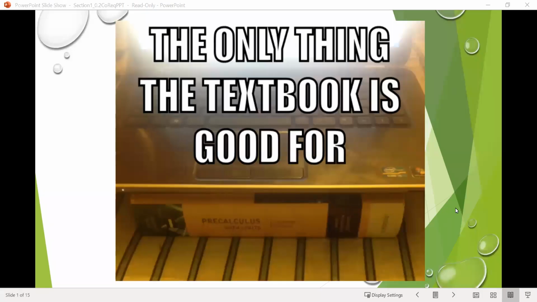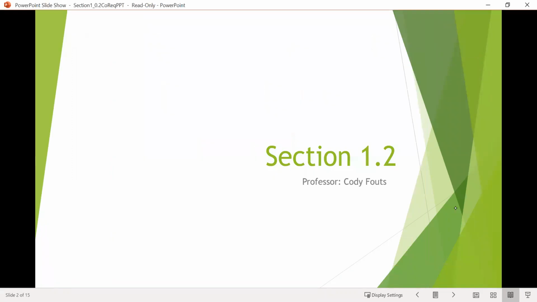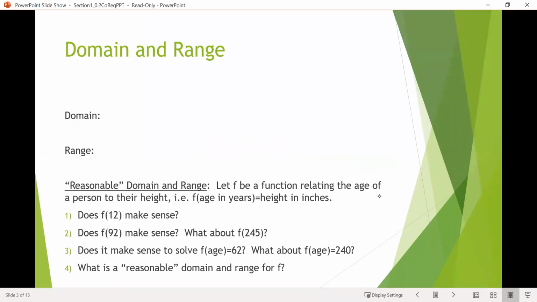All right, hello everyone. Welcome to the first part of the video for section 1.2. Digging in some more with different properties of functions, and in this case we'll start talking about something called domain and range for a function. All right, so get right to it. Domain and range, what are these?